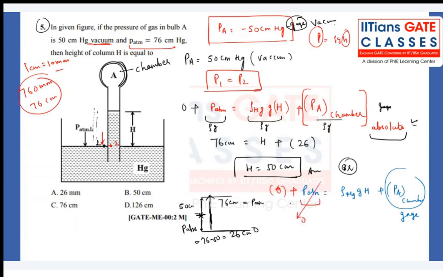I should take it straight away as zero, right? So if I am measuring the gauge pressure, you take PATM as zero. So directly you are measuring minus 50 only. Zero, minus 50 plus H. So H will be what? Once again, 50 centimeter. So either you calculate in that way or in this way, the answer will be the same. That is B.